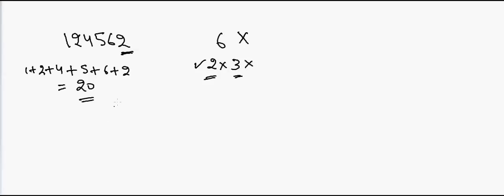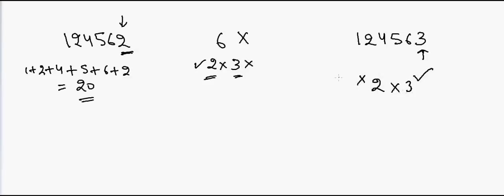But how can we modify this? We can modify this by adding one more number. So if I add one more number here, then it will become 1 2 4 5 6 3. But now this number would be like this, so it will be 2 into 3. It is divisible by 3 but not by 2. So still if we talk about 6, it will not be divisible by 6.